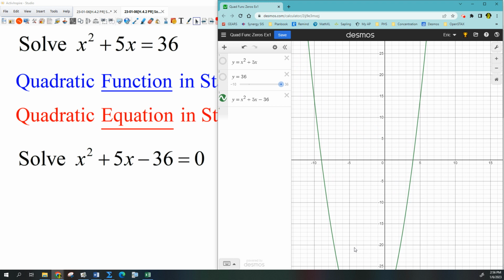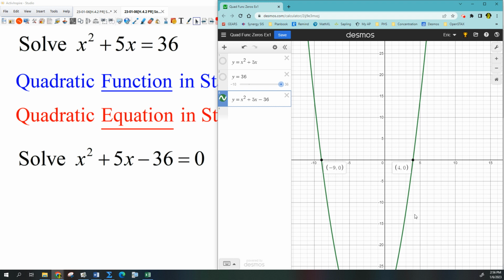I heard 0. The x-axis, yeah, right? I'm really doing the same thing. I'm just asking, when does the green graph, the graph of that trinomial, equal the graph of y equals 0, which is the x-axis, right? And sure enough, if I look at the x-intercepts, they are -9 and +4, okay?